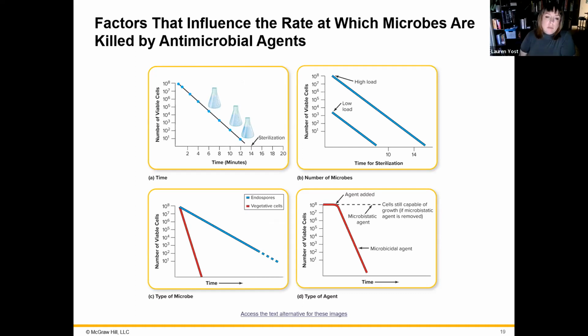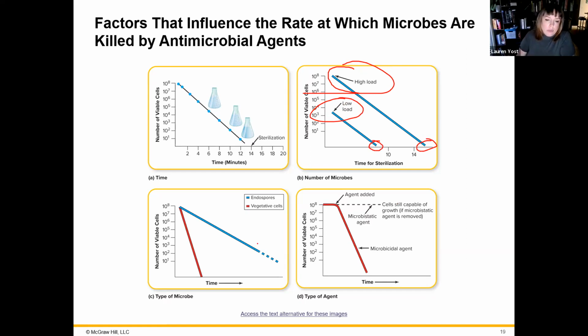So here we are looking at measuring the effectiveness of some antimicrobial agents with regard to their time and whether or not we started with a high microbial load versus a low load, and see how the low load is going to get to zero faster than the high load would. Obviously, that sort of stuff makes sense.